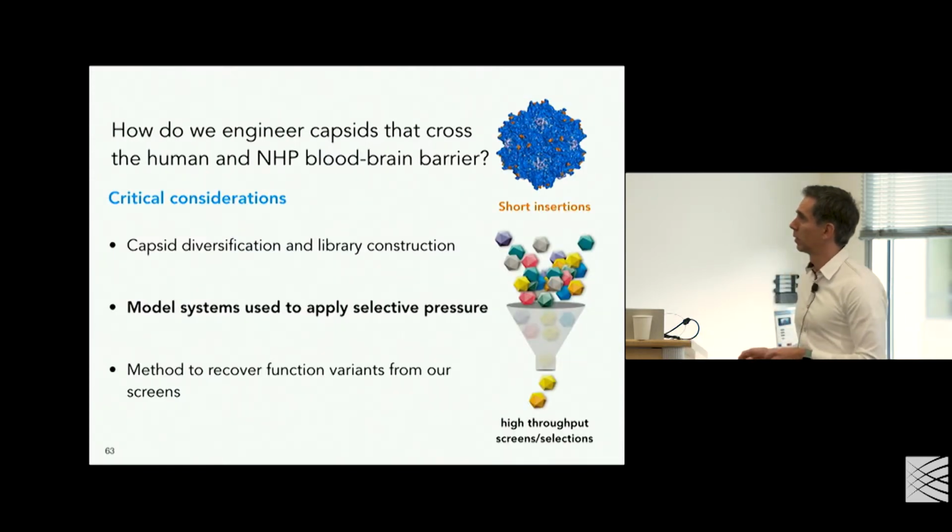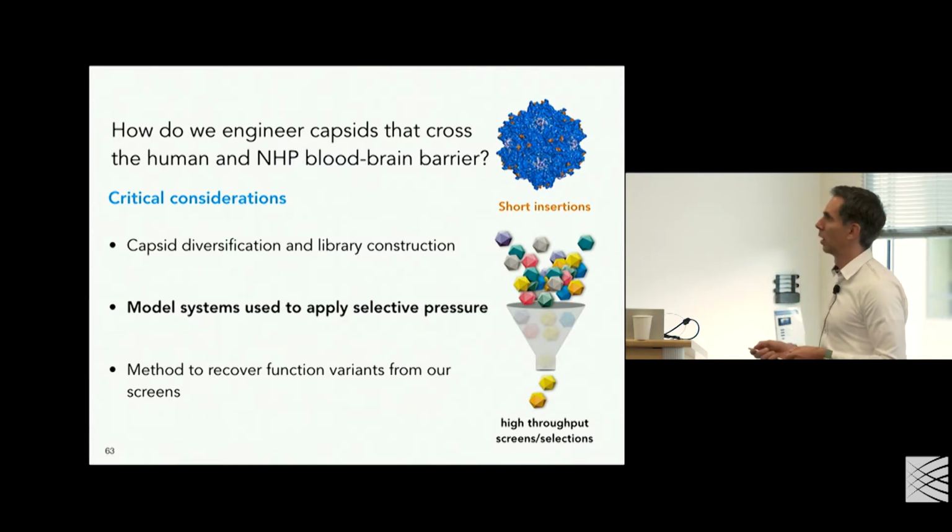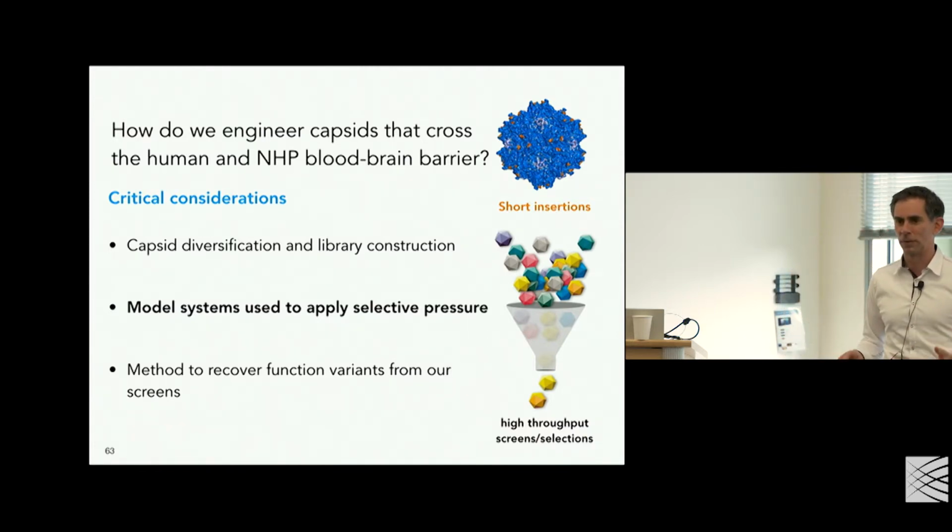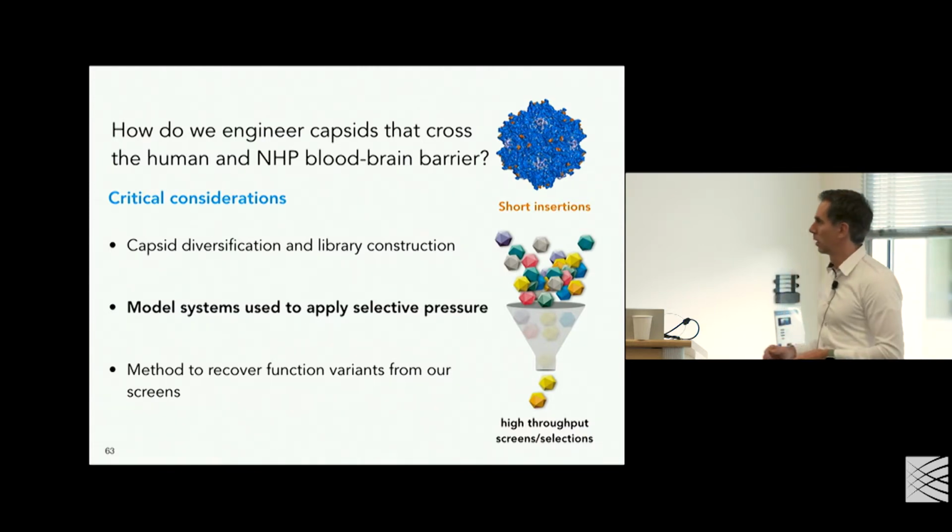So another thing that we really have to solve, and I think this is our major challenge. We know how to make pretty good libraries. We're having some success with machine learning. The main problem is how do we actually screen for variants that are going to work in humans? And this is the tricky part.